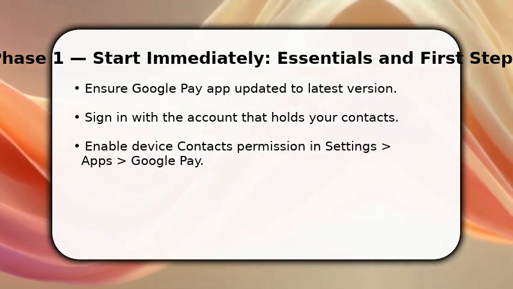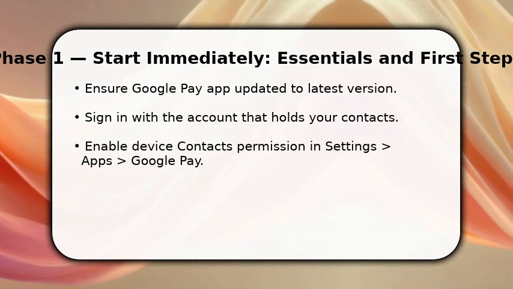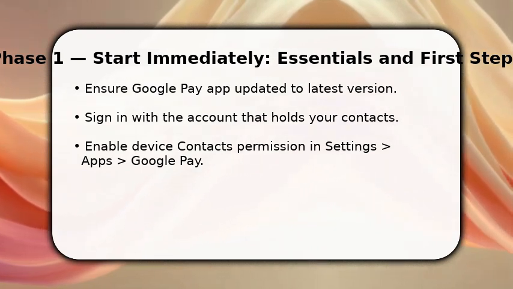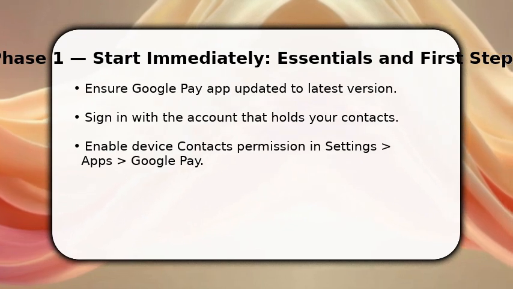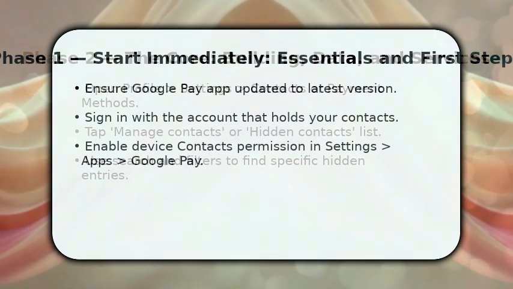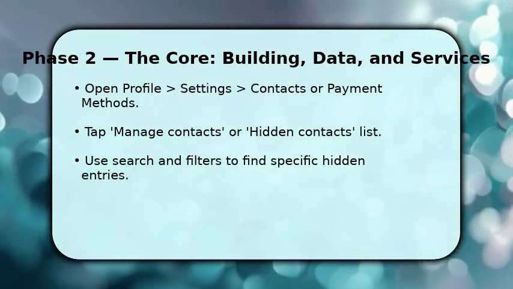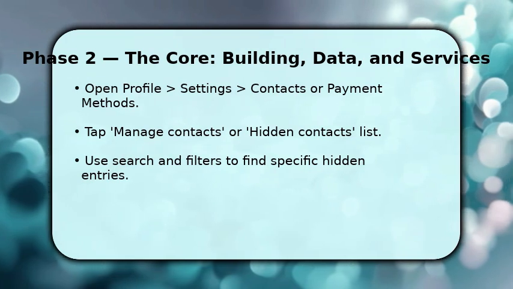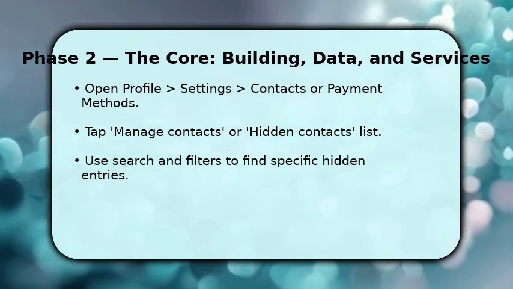Also, verify sync is enabled for that Google account in settings, so the app can read contact names and numbers. Now proceed to the in-app contact settings to reveal more. You need to navigate to Profile, then Settings, and then Contacts or Payment Methods. This path reveals the controls that hide contacts.